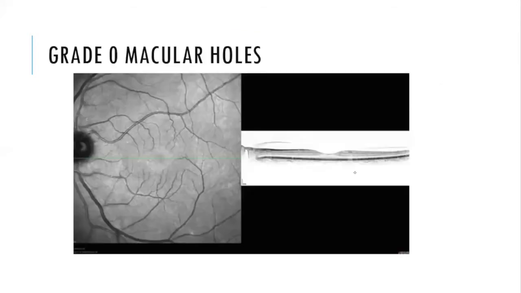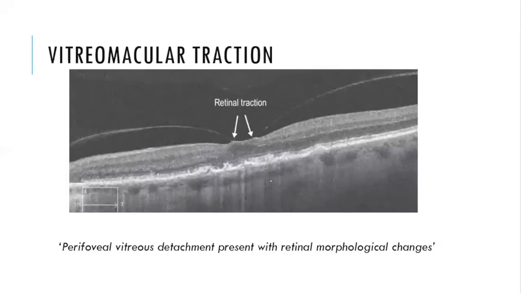There are other confusions though. So this is technically a grade 0 macular hole, which was added later on. There was, of course, no macular hole here, but you can see some early separation of that posterior hyaloid membrane from the retina, but without the element of traction. So you have to talk about vitreomacular traction then.